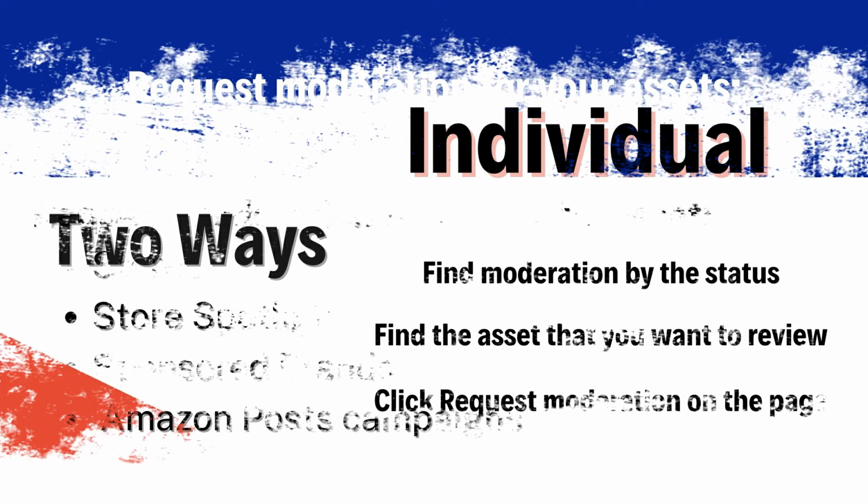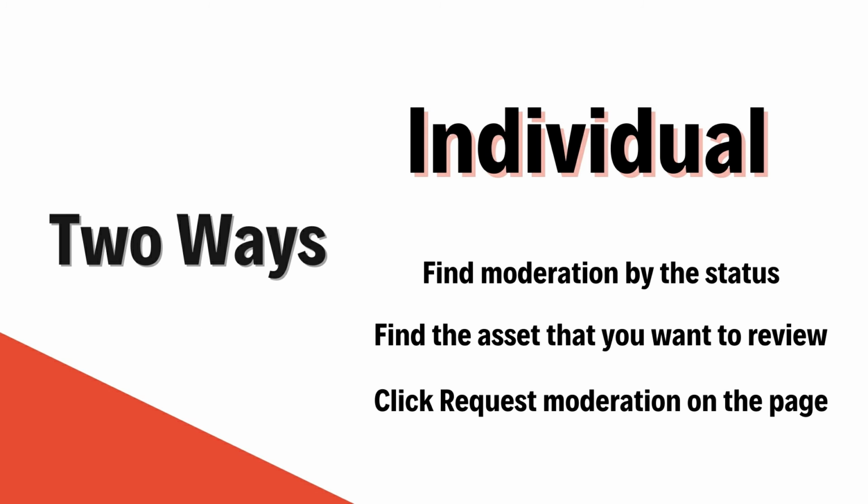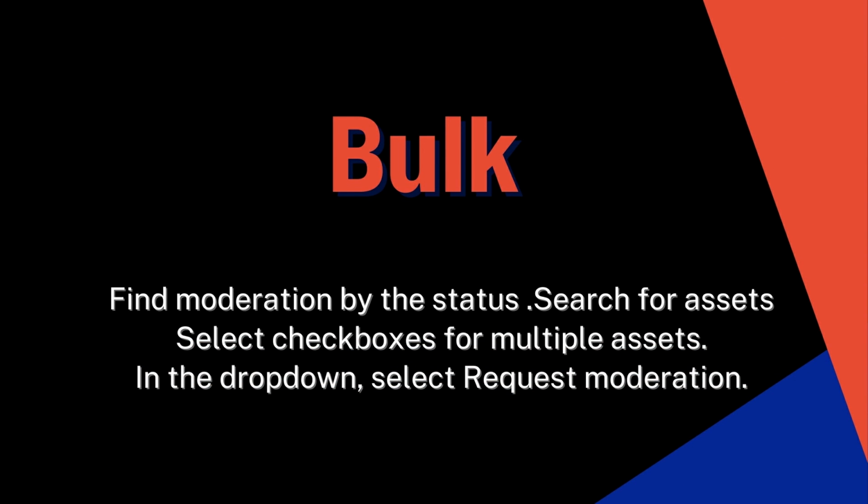There are 2 ways. Individual: simply find the moderation by the status. You can have the drop down option and then find the asset you want to review and click request moderation on the page. And then there is bulk. Find the moderation by the status, search for the assets, simply select check boxes for the multiple assets in the drop down, select request moderation, and here you go.